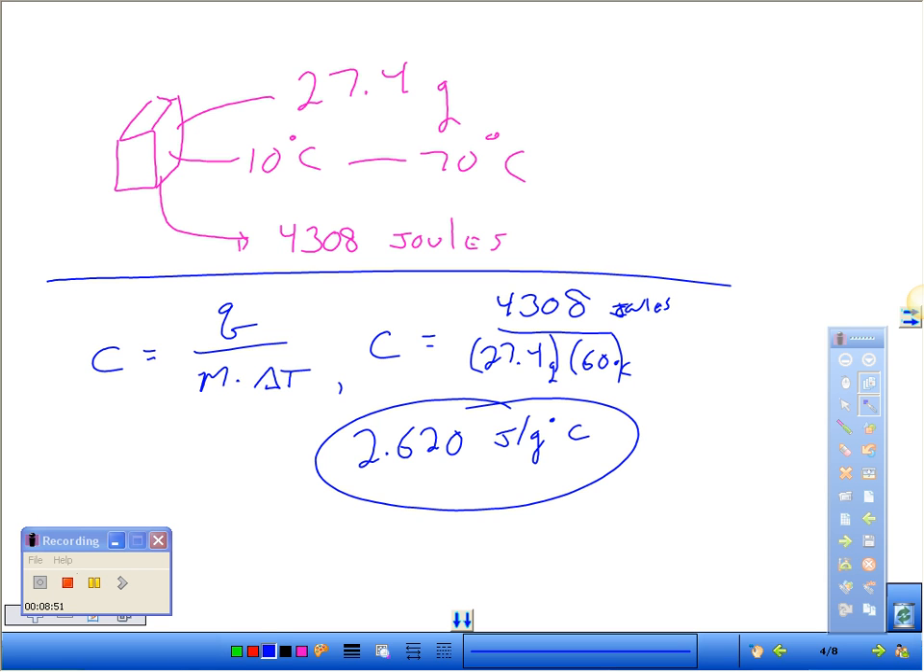So I could give you any of the 3 variables and ask you to solve for the unknown. And that is specific heat. We have tables of specific heat for all kinds of substances in the chemistry handbook and physics. So that is that.